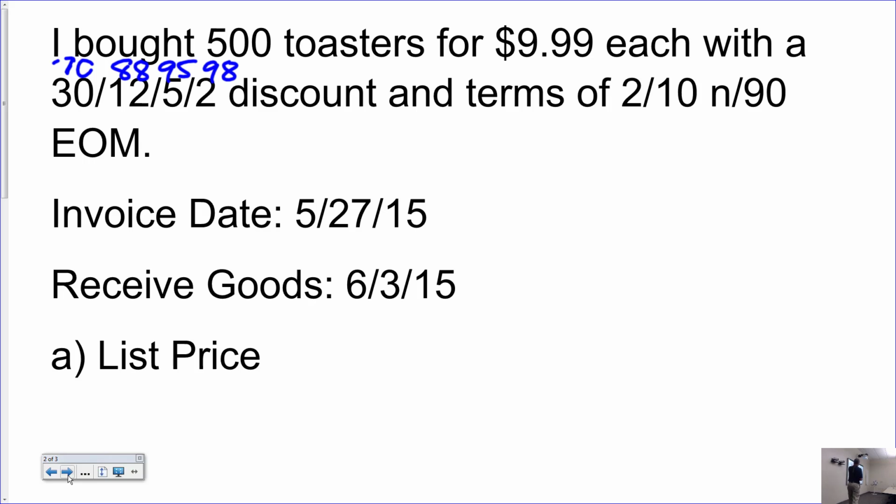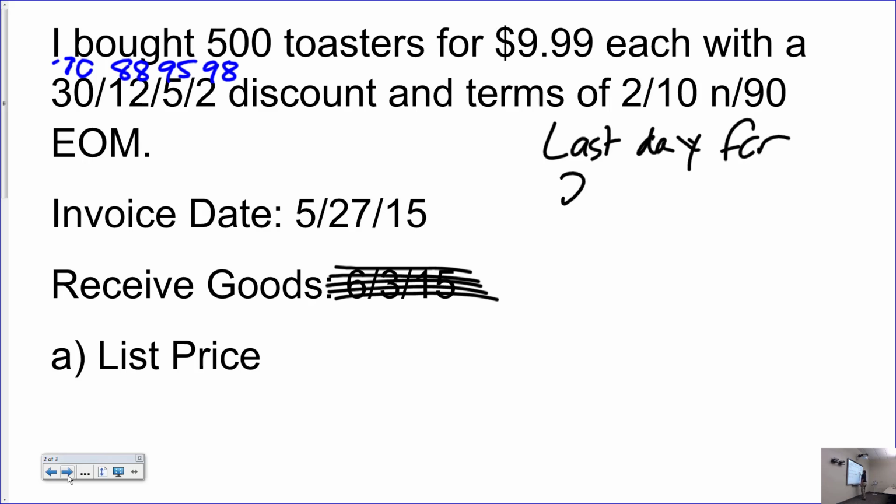All right. Now, which of these dates am I going to use, folks? Well, you'd be using the invoice date. Good. But it's also EOM, so the date's also going to change. The key, though, is realizing to ignore the receive date, right? No matter what happens with the receive date, it doesn't matter. We could have received these goods in July, it doesn't matter. The invoice date's May, that's what we have to deal with. Now, just for fun, what is the last day that we can get our 2% discount for this problem?